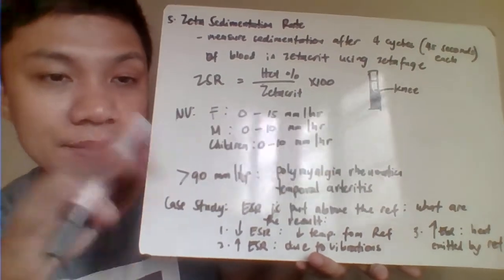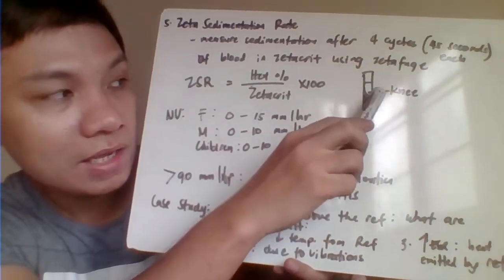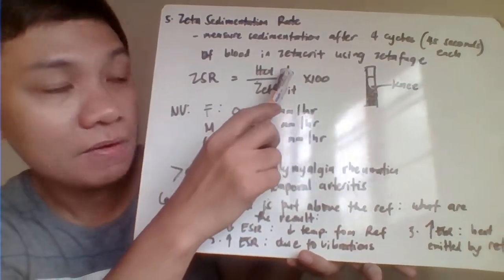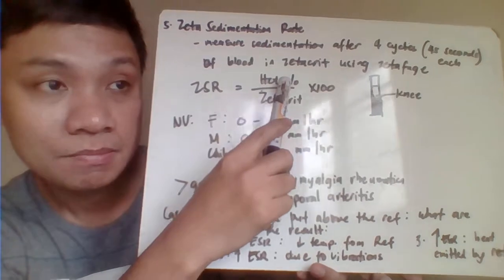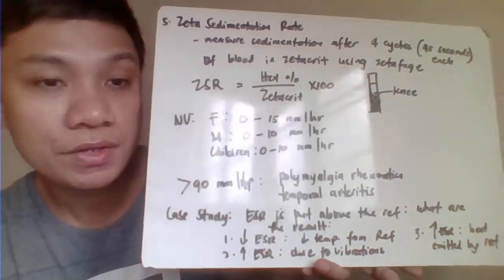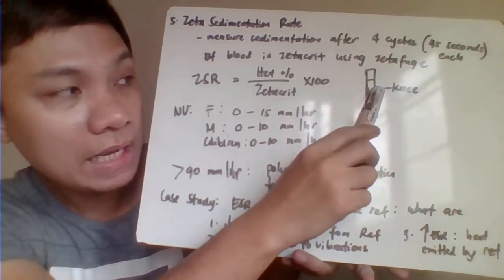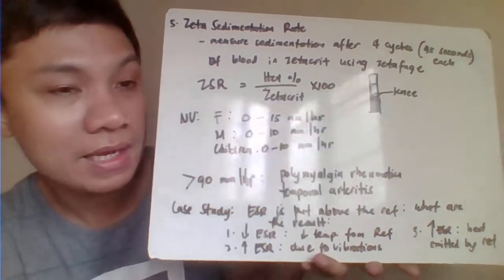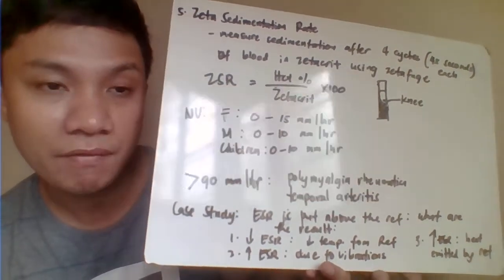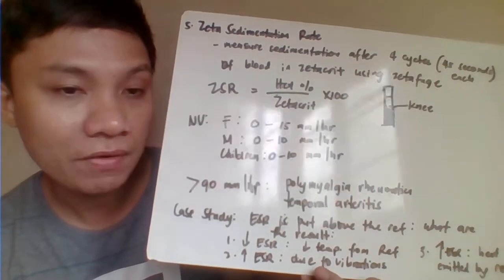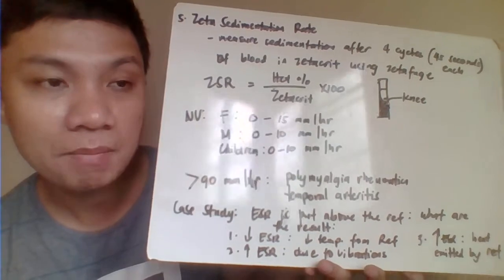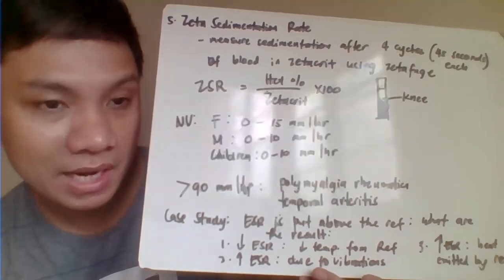Then after 4 cycles, you try to measure here the degree of the packing here as percentage of your hematocrit, the original, with your blood, and we have also here the degree of the packing here, or the zetacrit after 4 cycles of the 45-second centrifugation. Multiply by 100 that eventually become here your zeta sedimentation rate.